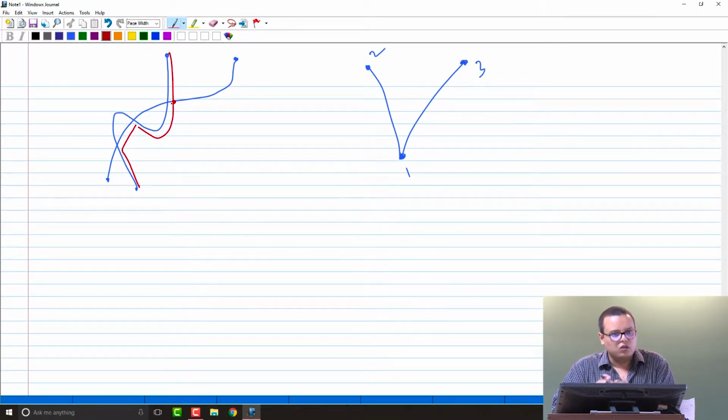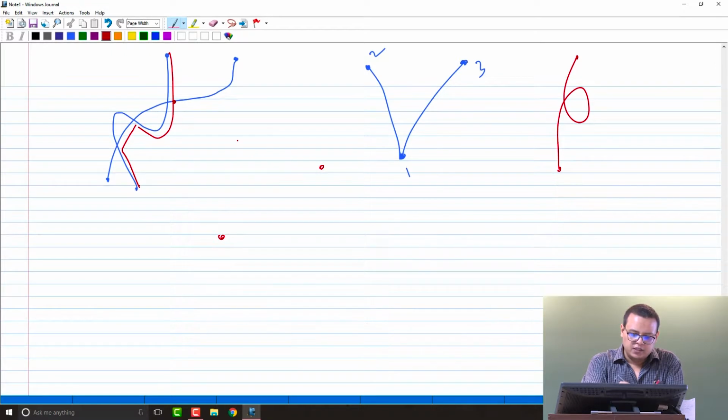So the basic rule is a pair of edges can cross once. A pair of edges incident to a vertex, you are not allowed to cross the way you draw it. These are the rules you have. One edge should not self-cross, so you should not draw it like this. And there is a third one. Let's say you have three edges, they should not cross at the same point.